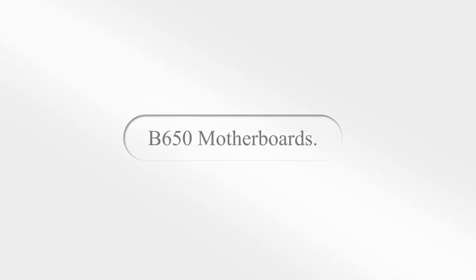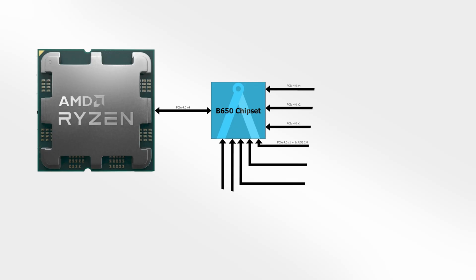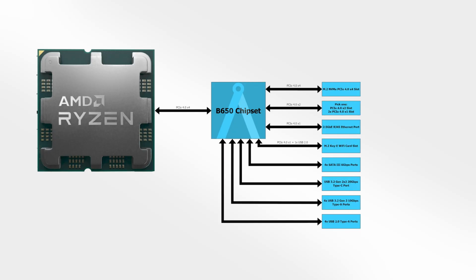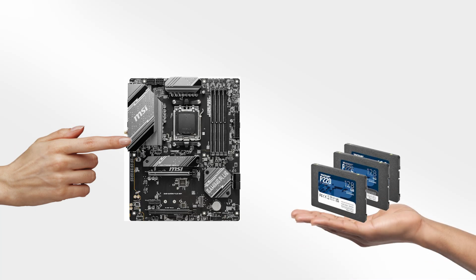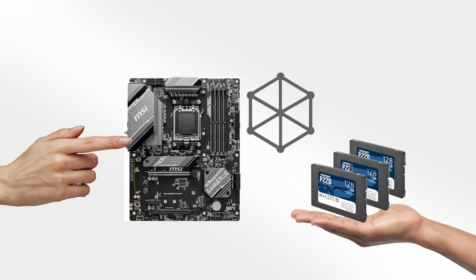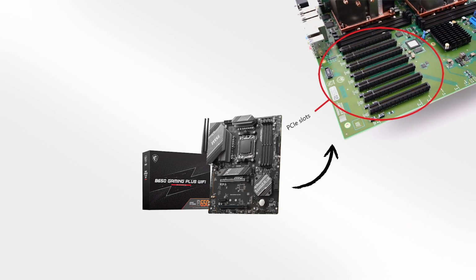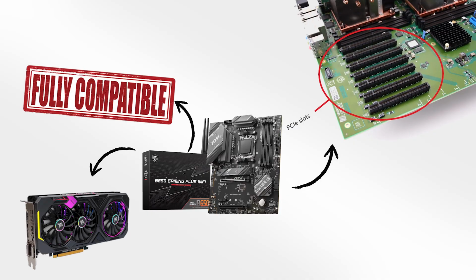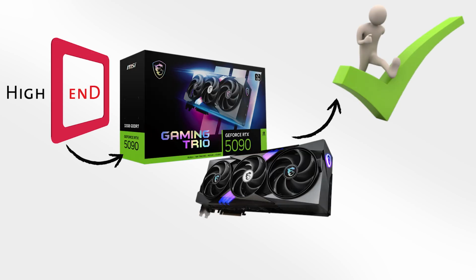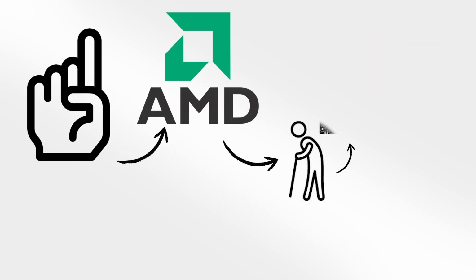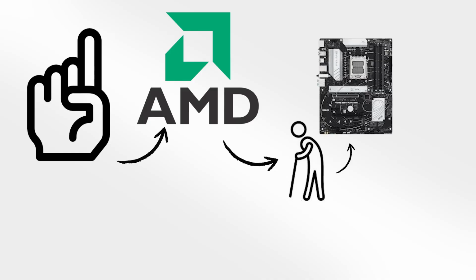B650 motherboards. The B650 chipset is the entry point for AM5 systems. These boards usually support 2 to 3 solid-state drive slots and a broad range of USB ports. Most B650 motherboards have PCI Express Generation 4 graphics slots, which remain fully compatible with current graphics cards. Even high-end cards such as the RTX 5090 run correctly at Generation 4 speeds. However, AMD is gradually retiring B650 boards, so while they still receive firmware updates, they will eventually disappear from the market.